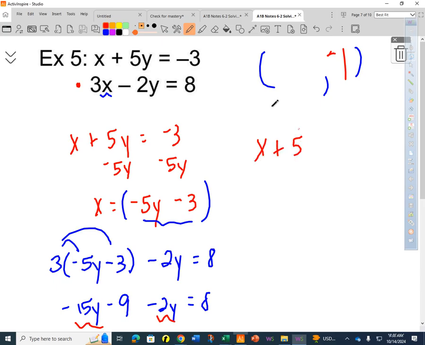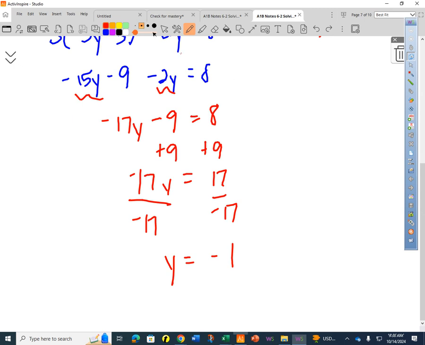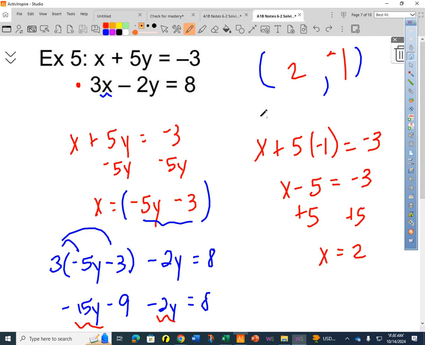x plus 5, but instead of y, we're writing negative 1, 5 times negative 1 equals negative 3. We're going to simplify that to negative 5. And then we're going to undo minus 5 by adding 5. And now we know that our x-coordinate is 2. We already knew our y-coordinate was negative 1. So this is our solution: 2, negative 1.